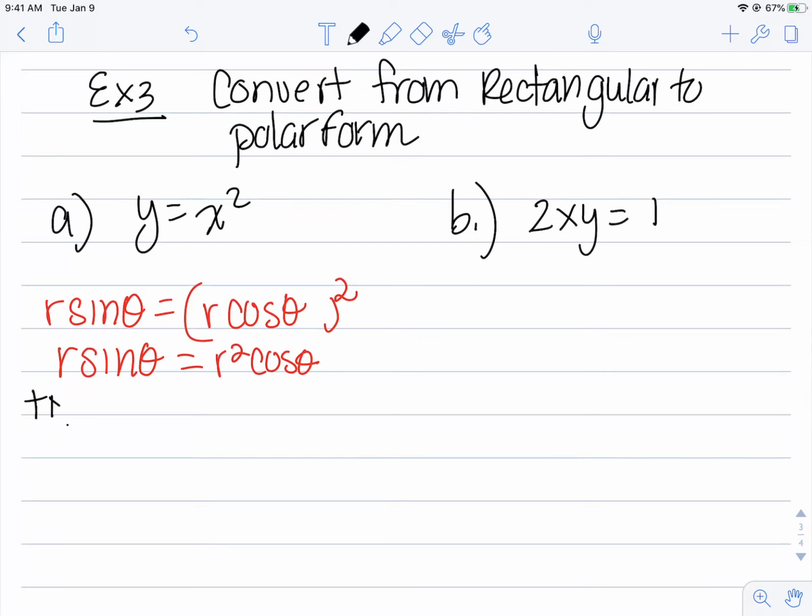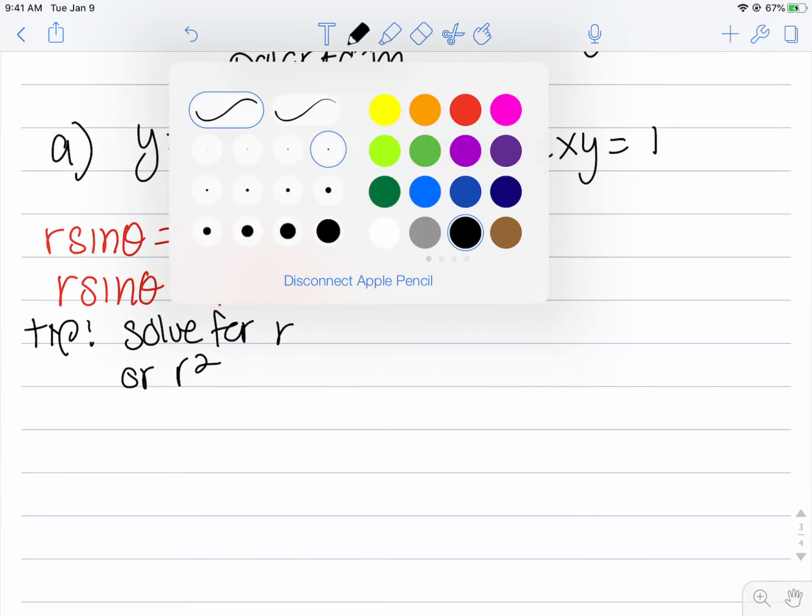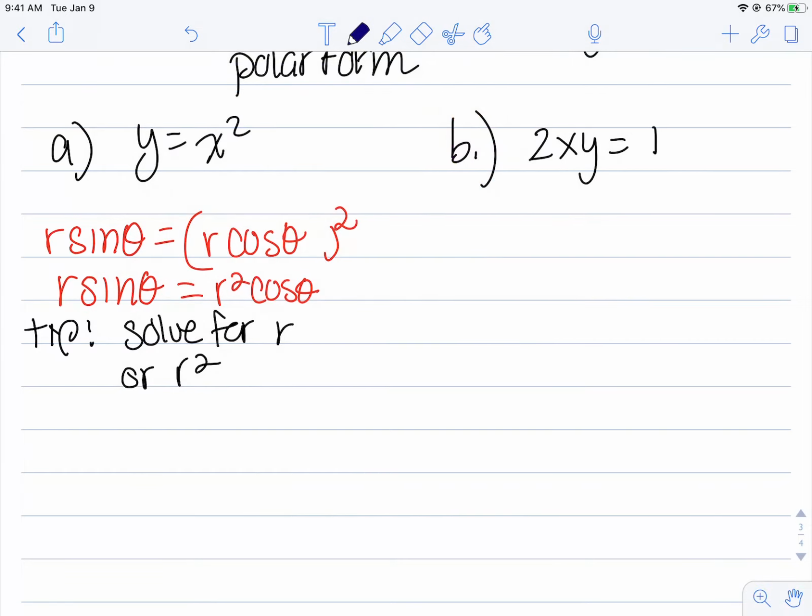So the tip is to solve for r or r squared. Because let's say it's a matching, you want to be able to match whatever simplified form you have to what's given. Or let's say this is something you're going to use later on in calculus, you'll probably be given an r or an r squared, to either graph or, when you get to calculus, to find the area between curves and things like that. So we want to get this to r or r squared.